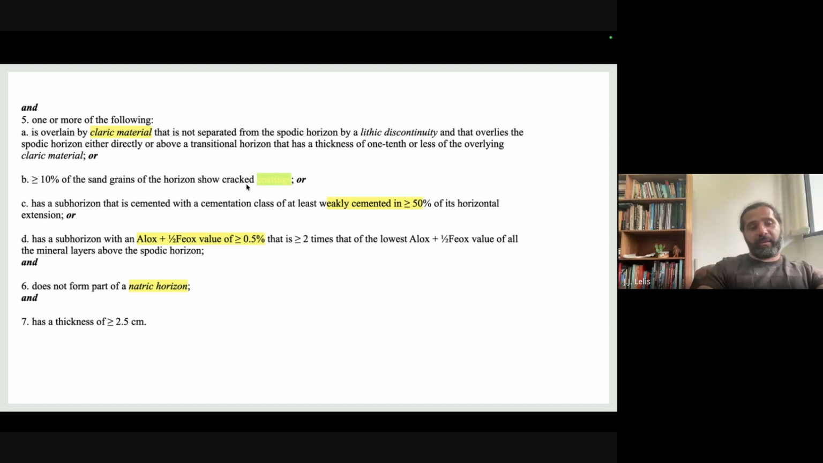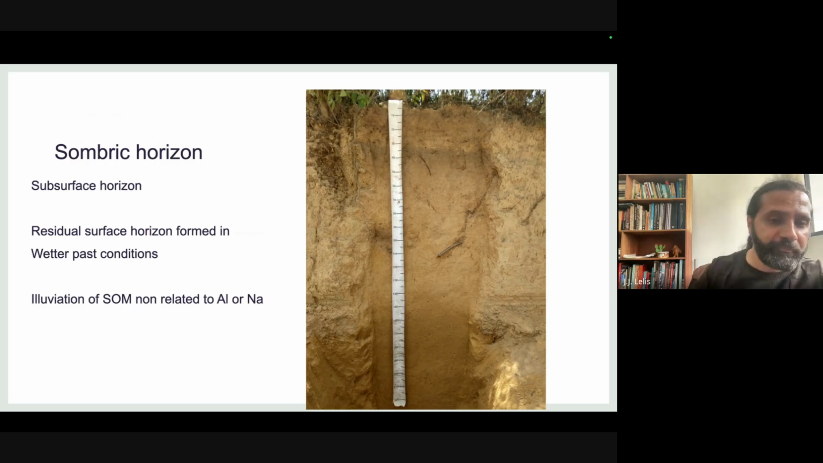So you can see that here they are not the same thickness. And the minimum thickness to identify a spotted horizon is 2.5 centimeters. So I cannot identify spotted and network horizons at the same depth. And the minimum thickness of the spotted horizon is only 2.5 centimeters, so it can be very, very thin. Okay.